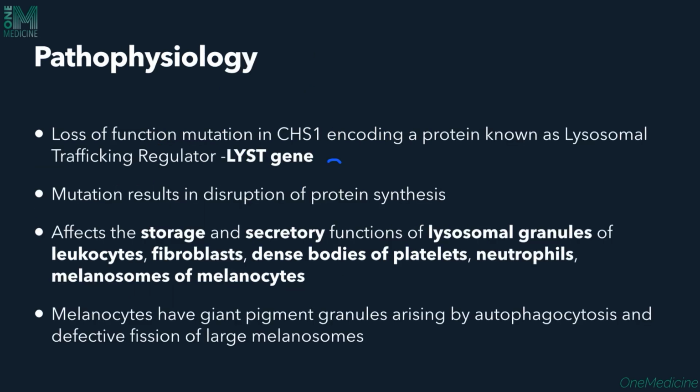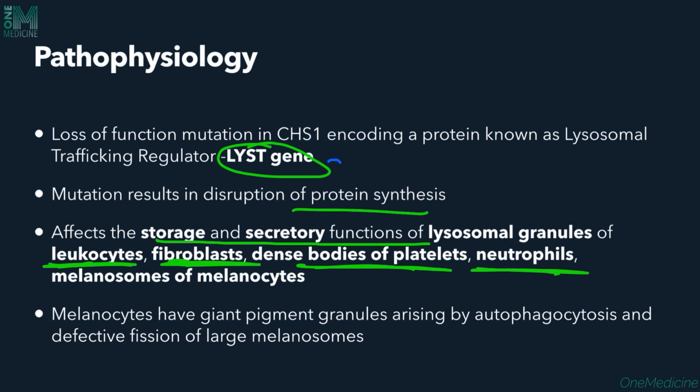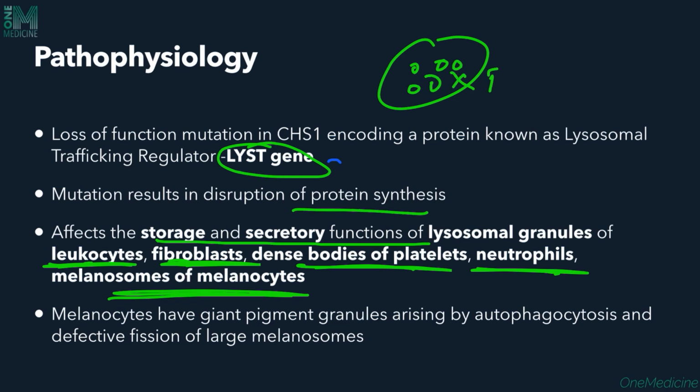The LYST gene would be mutated here, which encodes lysosomal trafficking regulator. This mutation will cause impaired protein synthesis, and it will affect the storage and secretory granules of various cells like leukocytes, fibroblasts, dense bodies of platelets, neutrophils, melanocytes. Since the organelles of these particular cells are affected, their functioning would be affected.